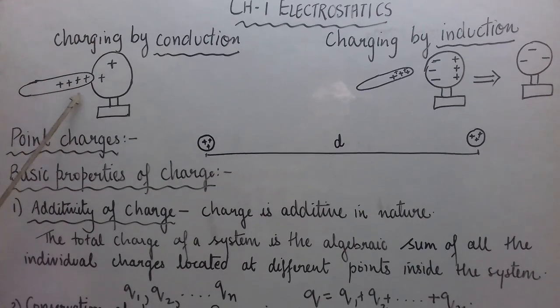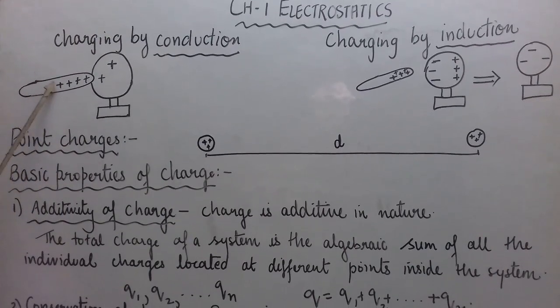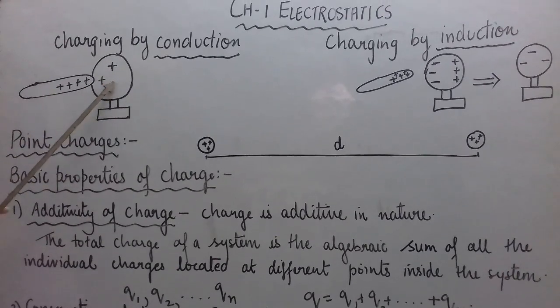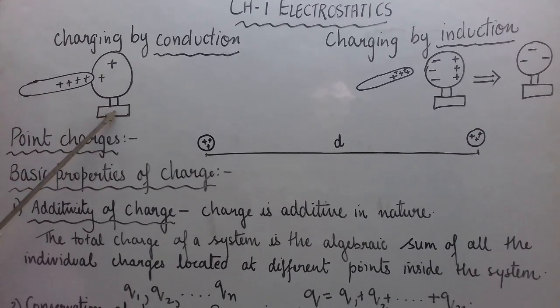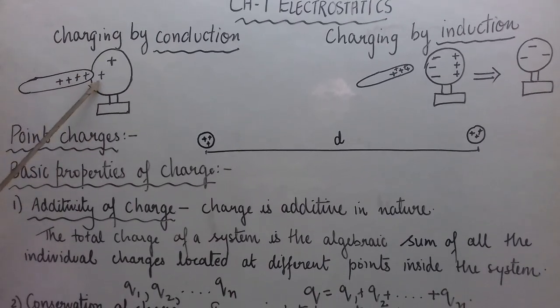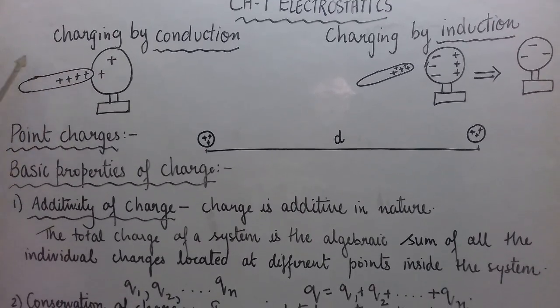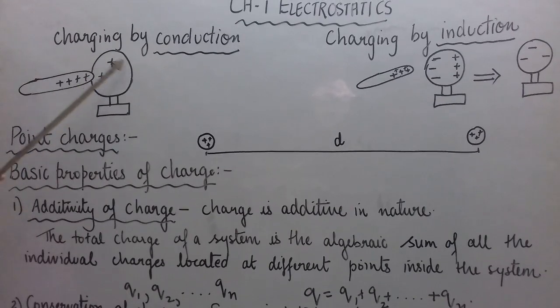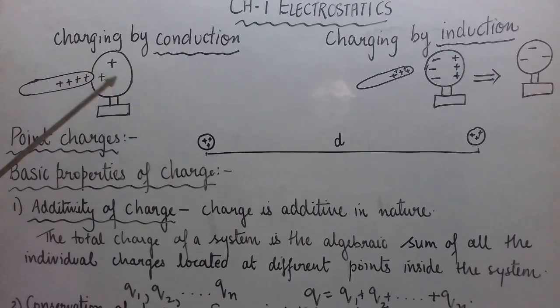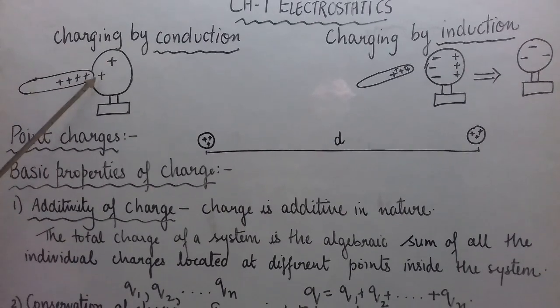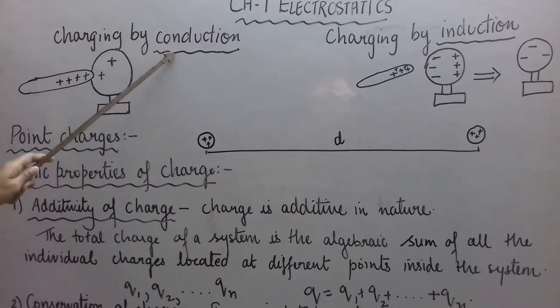Now in the first method, if we bring a charged glass rod, let us say positively charged glass rod, in contact with a metal sphere which is placed on an insulated stand, then what will happen? If it is in contact with this, it will transfer its charge or some of its charge to this sphere. And when we remove it, then the charge will be evenly distributed on it. Now in this case, as the glass rod is in contact with the sphere, so this is charging by conduction.